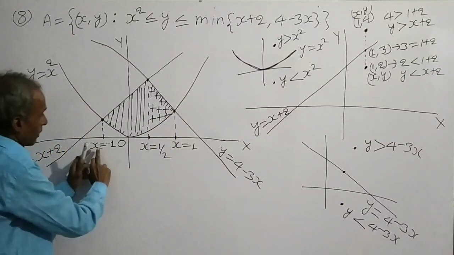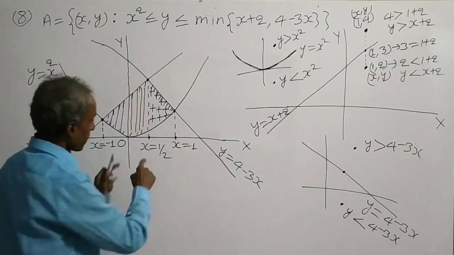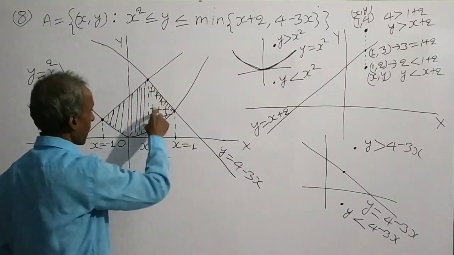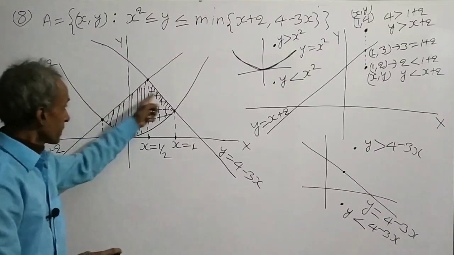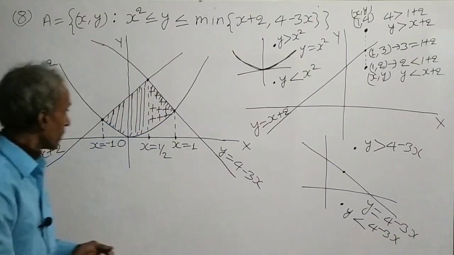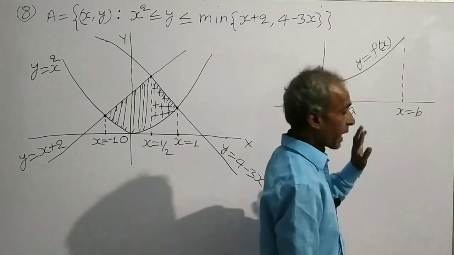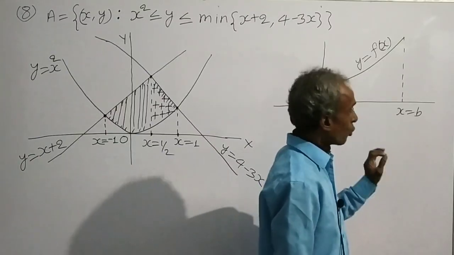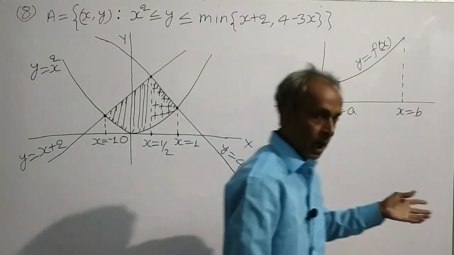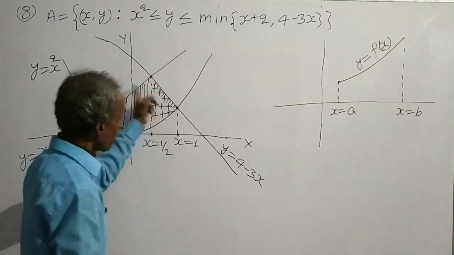Shaded from x = -1 to x = 1/2 by this line, and from x = 1/2 to x = 1 by this plus sign. We have to find the area of this region. Now understand the formula that we will use to find the area of this region.